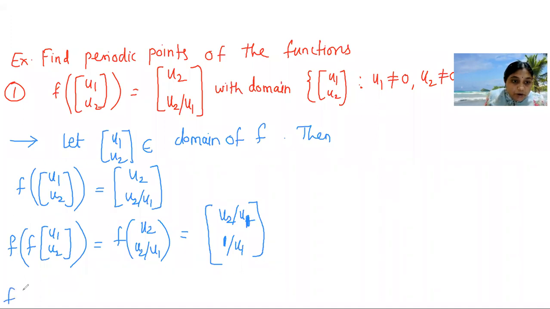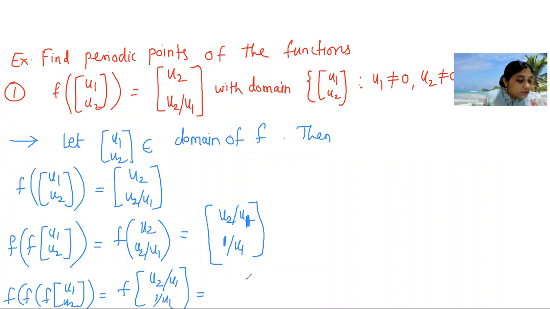So what is now f of f of f of u1 u2? It is f of u2 by u1 and 1 upon u1. What will this be? The first is 1 upon u1. And what is the second? 1 upon u1 divided by u2 by u1. So it is just u2. Is that right?